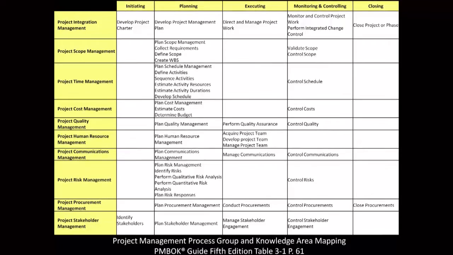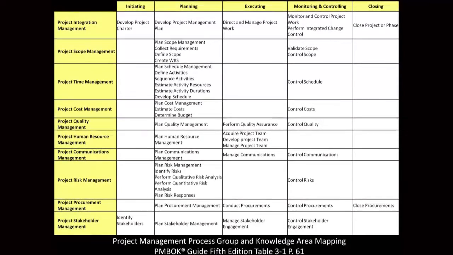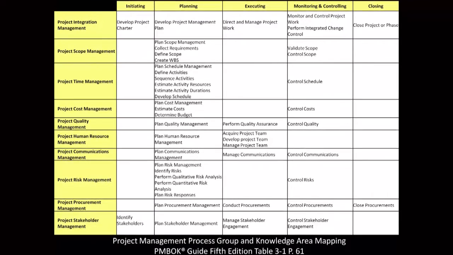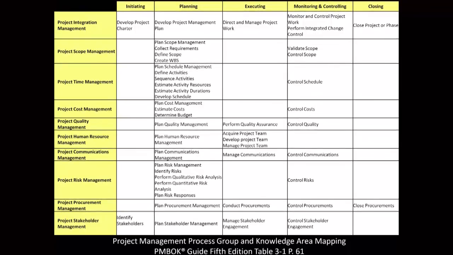Okay? So that's it for planning, which is by far the biggest of them all as far as the process groups are concerned. If you count the number of processes, we've got 24 of them, 24 processes in planning. That is quite a lot compared to the 2 in initiating.